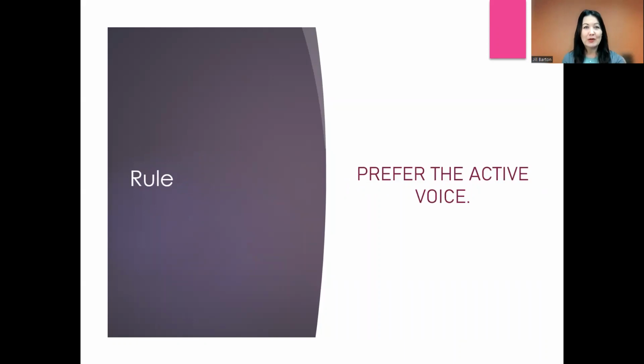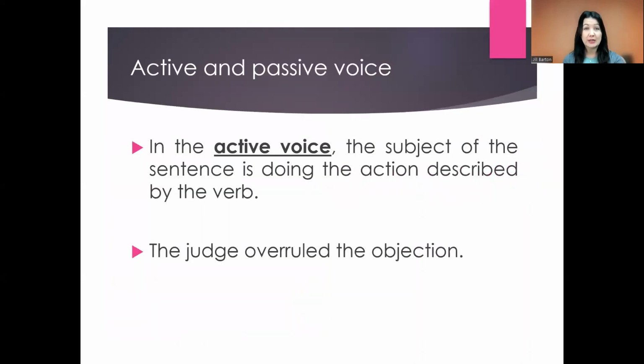The rule that we will follow in dealing with active versus passive voice is that in general, as a legal writer, you should prefer the active voice. So let's break down the difference between active voice and passive voice. Active voice has an actor as the main subject, and then the main verb is the action that that subject is doing. So here we have the judge overruling the objection. We have the actor, the judge, and the action, the verb, overruled.